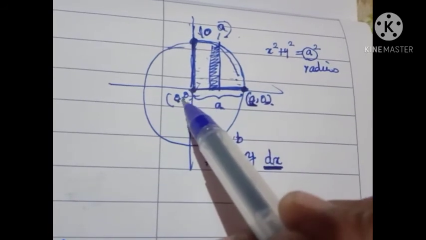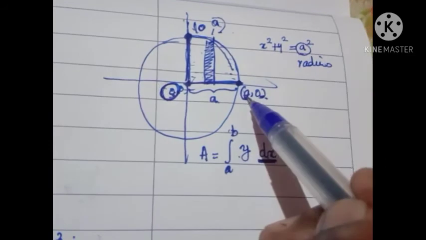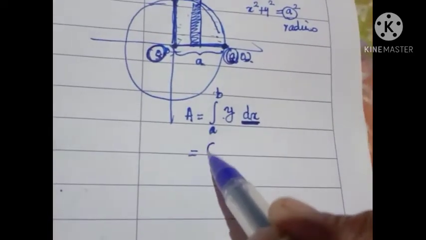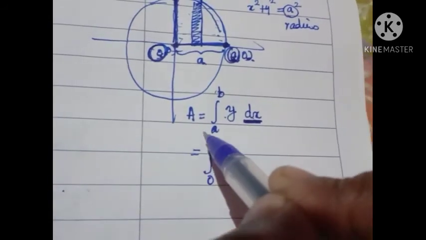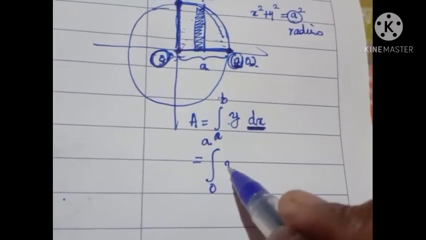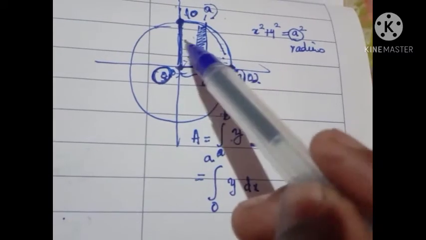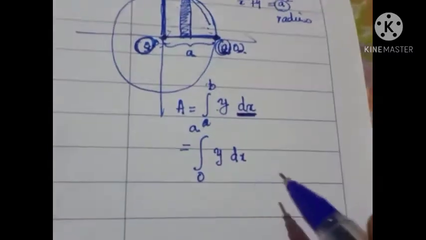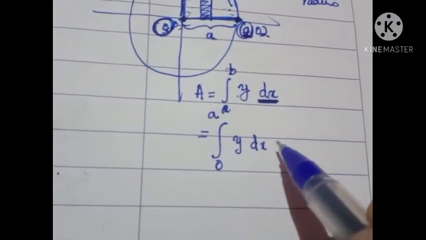So this is the starting x value, 0, and this is the ending value. So we are going to integrate this function from 0 to a. Is it clear? 0 to a of y dx. Listen, we are considering this sector only, we are going to find the area of this sector only. So integral from 0 to a of y dx.